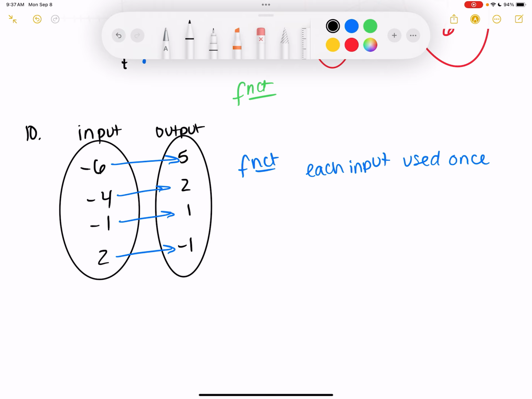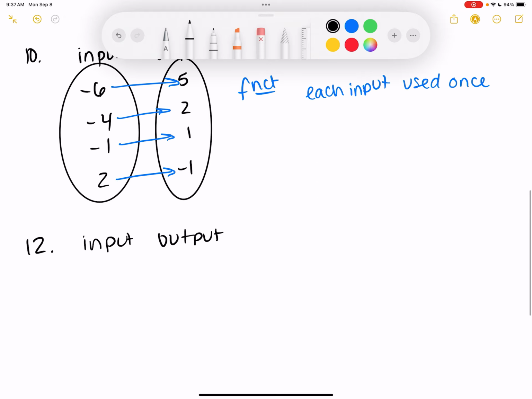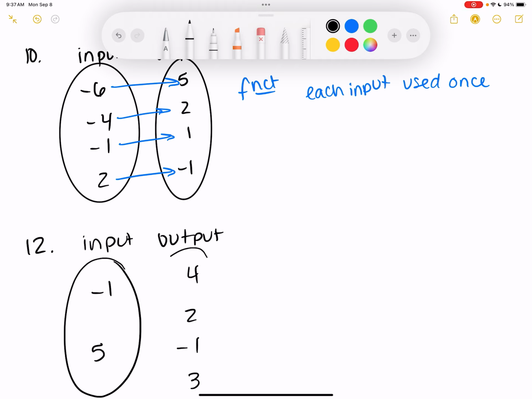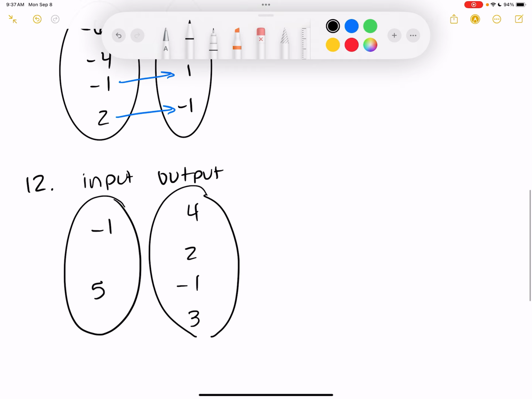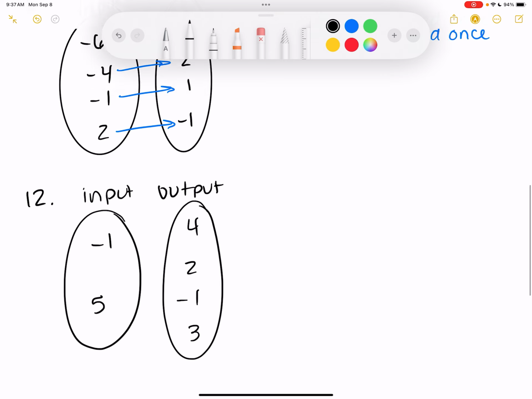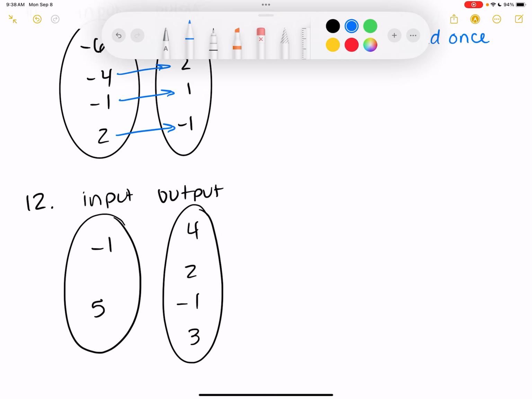12. Again, these are given to you this way. Input -1 and 5. Output is 4, 2, -1 and 3. So for these, we don't have to graph them? No. These ones just ask for you to tell if it's a function or not.